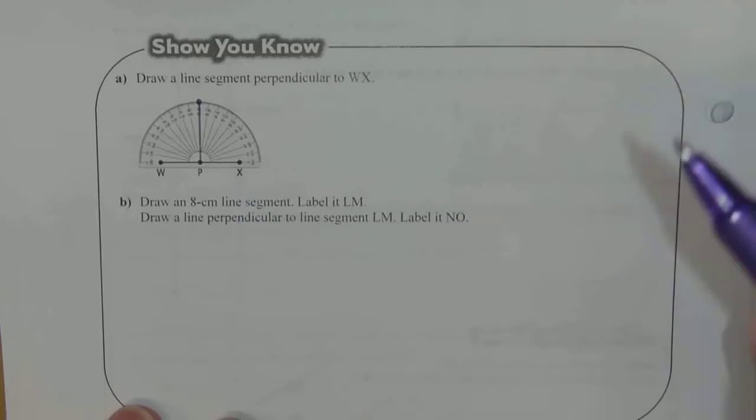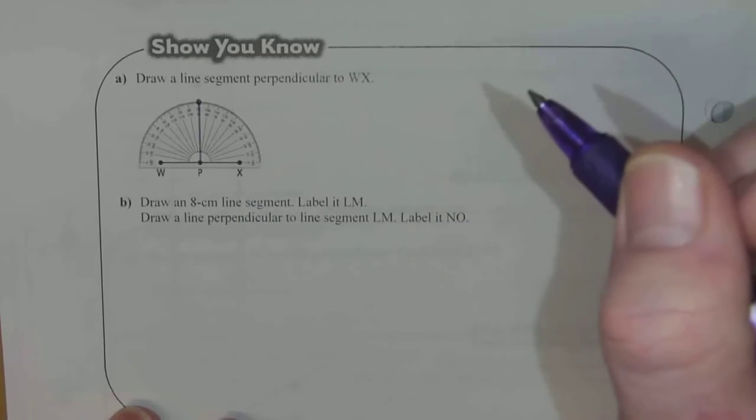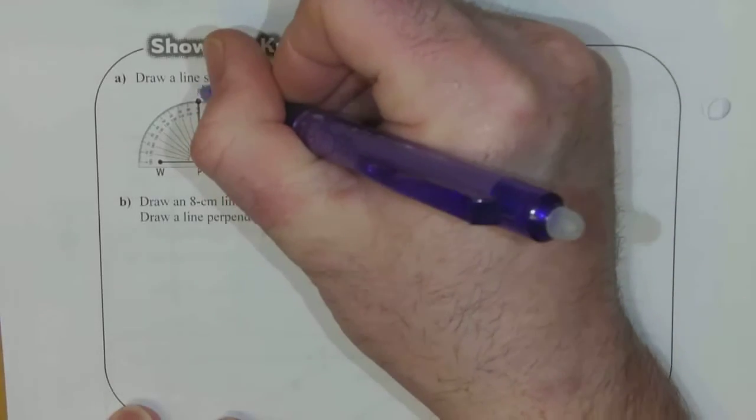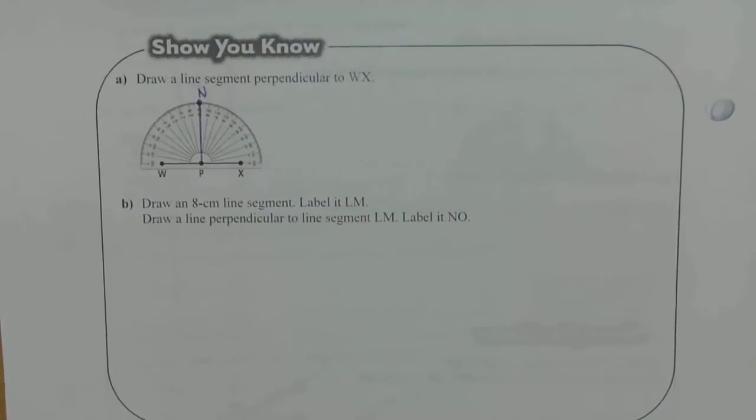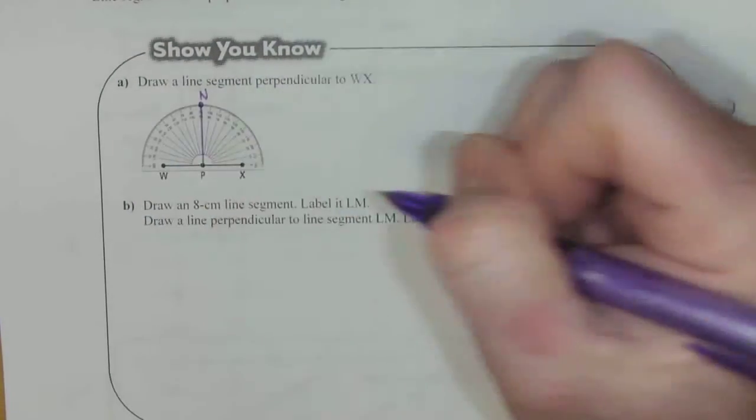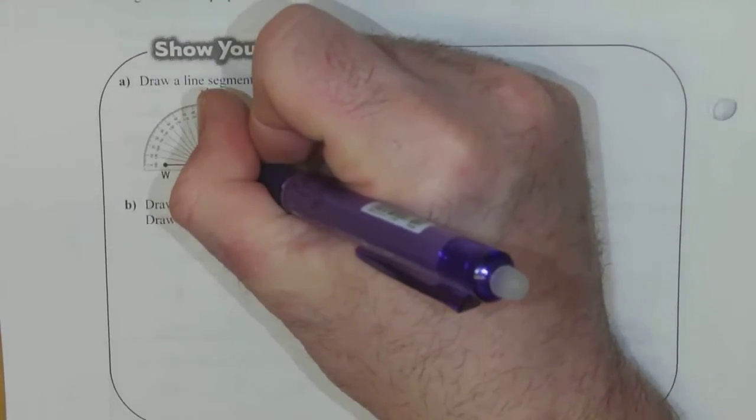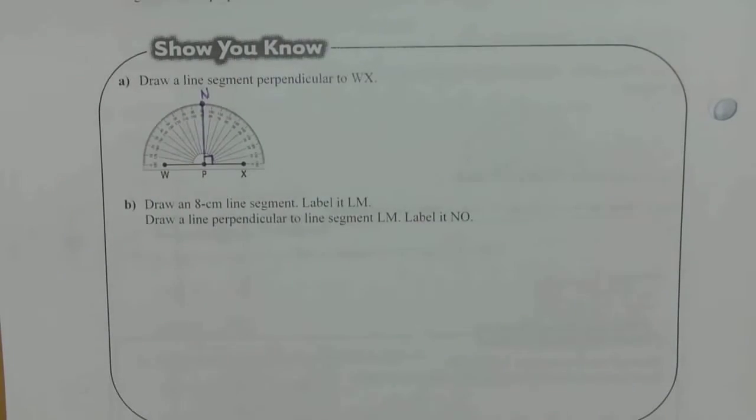So now we're going to label that, let's see, N maybe. So PN is perpendicular to WX, and I'm going to mark it with a 90-degree angle as well.